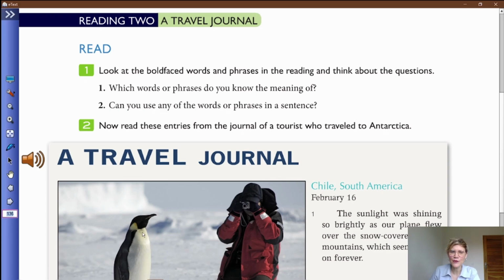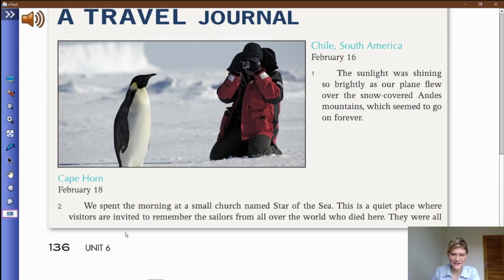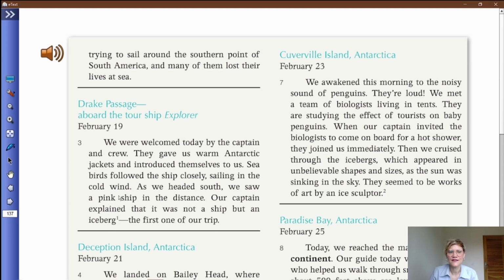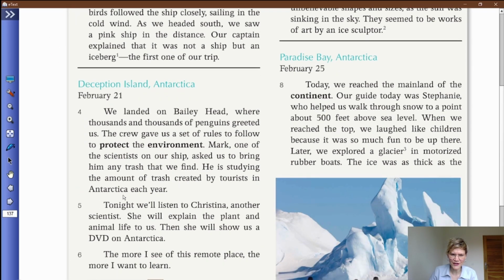Okay, look at the bold-faced words and phrases in the reading and think about the questions. Number 1, which words or phrases do you know the meaning of? 2, can you use any of the words or phrases in a sentence? We're looking at the words. See, what are some of the words that you can see that are bold-faced here?